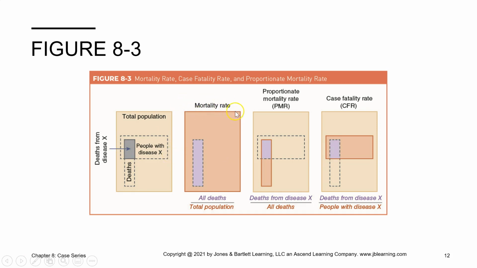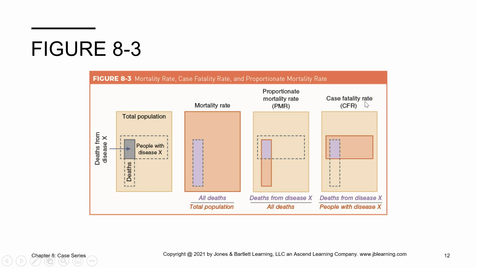When we look at the mortality rate here, this is just all the deaths. If we were looking at Arab Americans in Michigan, it would be all of the deaths, regardless of what caused it. If we were looking at the proportionate mortality rate, we would be looking at deaths from disease X over all deaths. So we would be looking at all of the deaths from this disease over all of the deaths here. We're not really including these people in this box here. It's just deaths from COVID over all deaths.